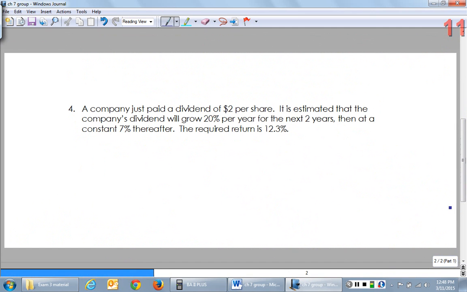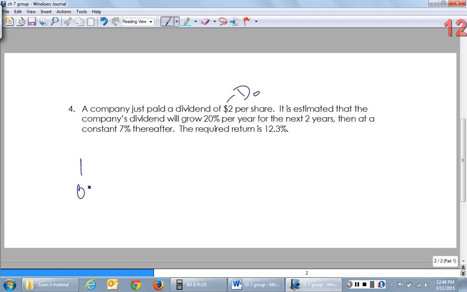So number 4. A company just paid a dividend of $2. Already paid, that's D naught. The dividend will grow at 20% for the next 2 years, then at 7% forever. The required return is 12.3%. What is the value of this stock?